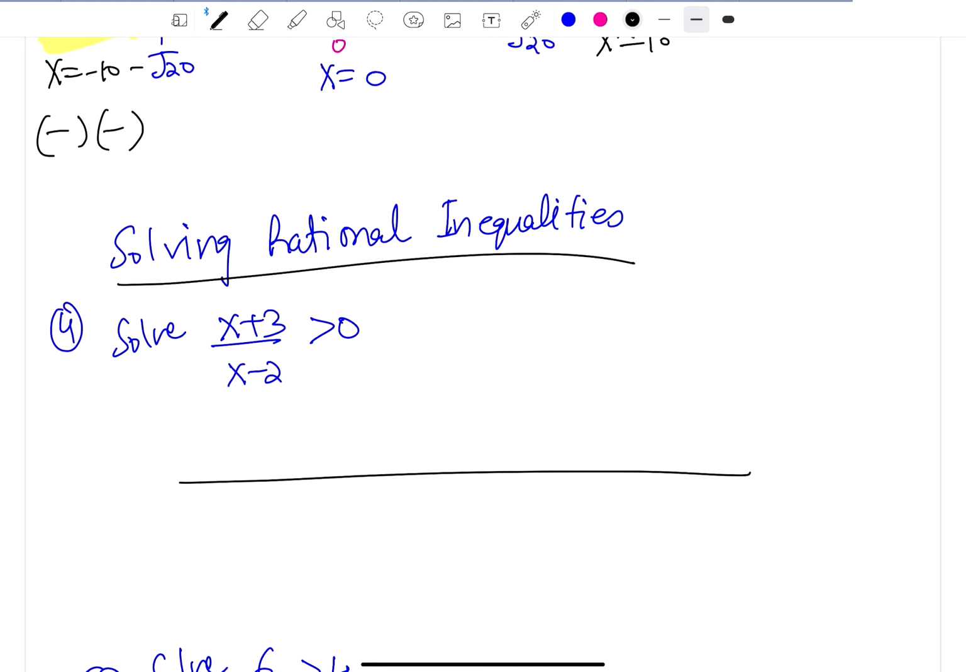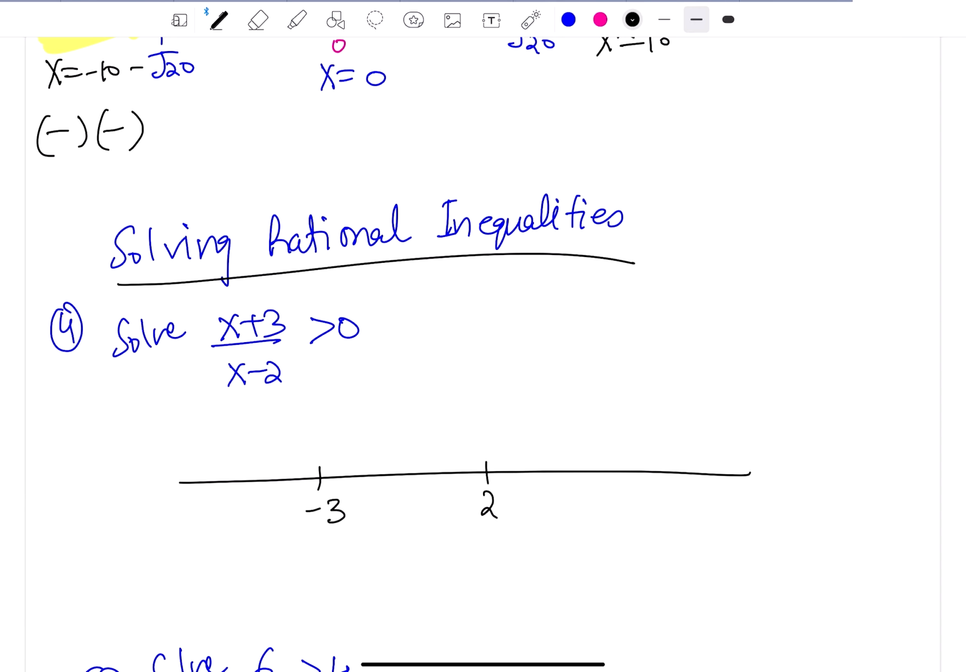The nice thing about this first problem, number 4, is that in my inequality, both numerator and denominator are already factored. So the numerator becomes 0 when x is 2. The numerator becomes 0 when x is negative 3. The denominator becomes 0 when x is 2.